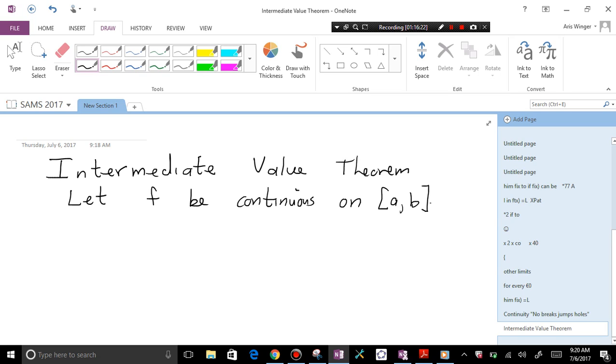The alternative, if it's never 85, then what do you have to do with 85? It will always be less than. You have to skip over it, right? And if you skip over it, sounds like you're jumping, right? That's not okay with continuity. And that's what the proof is about.